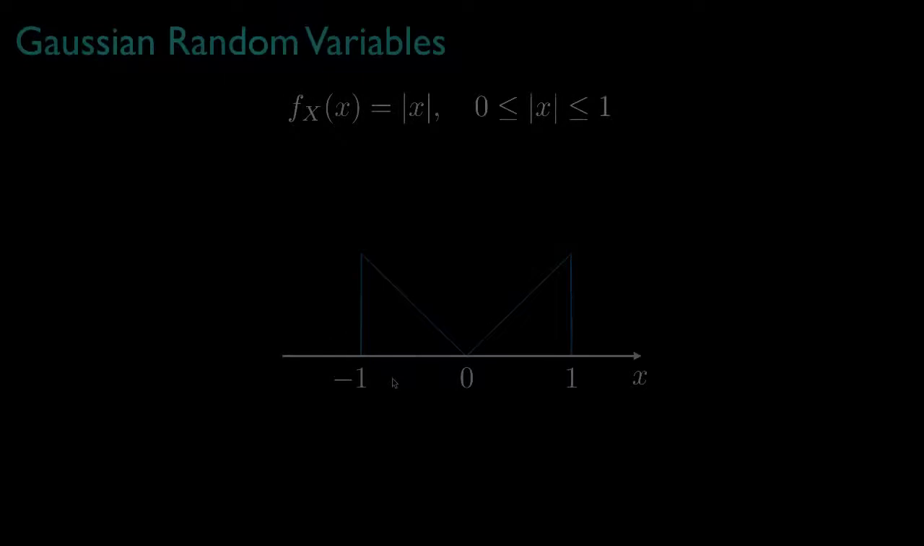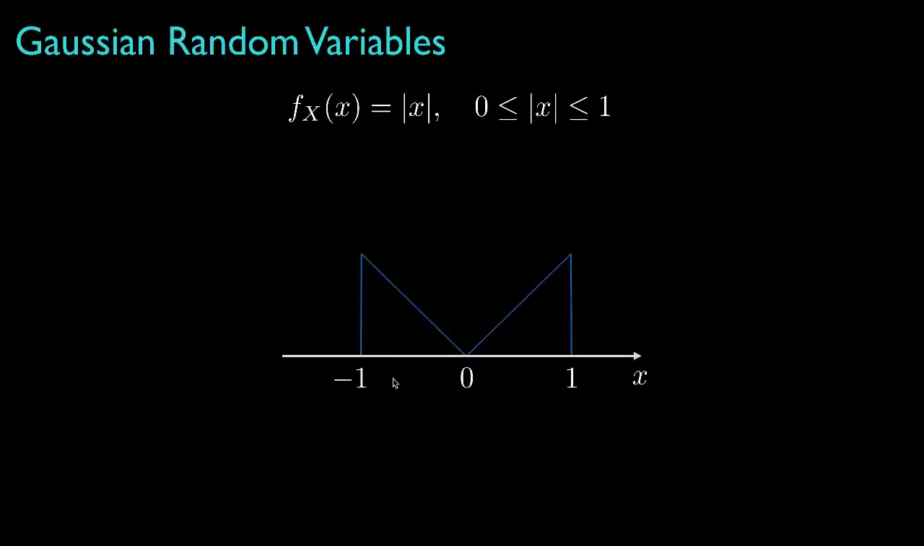In this lesson, we'll introduce the density for a Gaussian or normal random variable, and we'll examine an important property that defines its higher-order moments. Well, let's begin by looking at the probability density that has a shape that looks like this. That is, its shape is the absolute value for x over the range from -1 to 1.